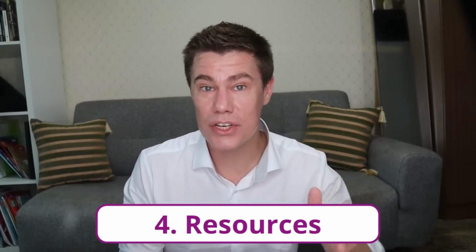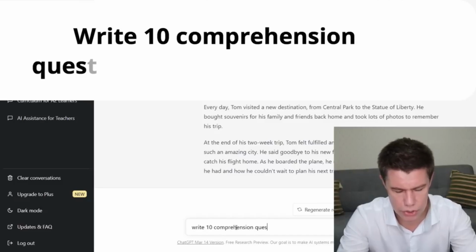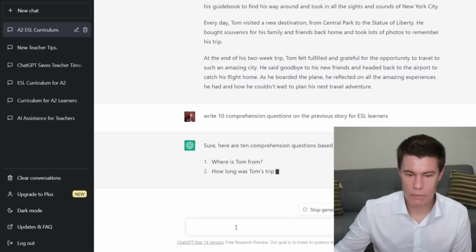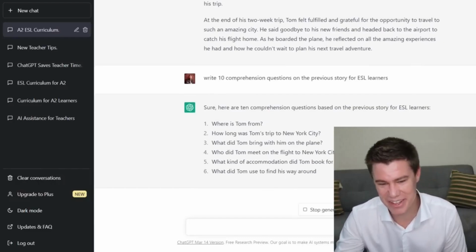Write reading passages, poems, articles. You can even ask the AI to generate comprehension questions to accompany the story. Write 10 comprehension questions on the previous story. Where is Tom from? How long was Tom's trip to New York City? What did Tom bring with him on the plane?